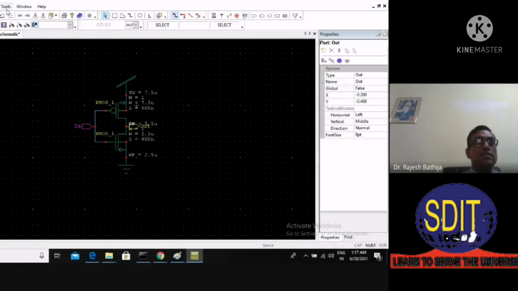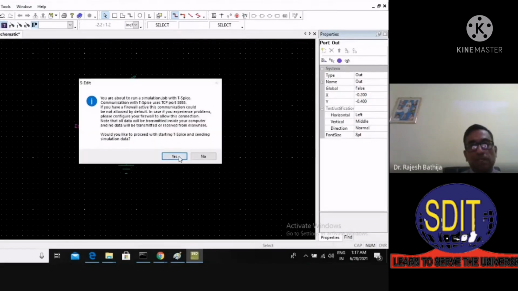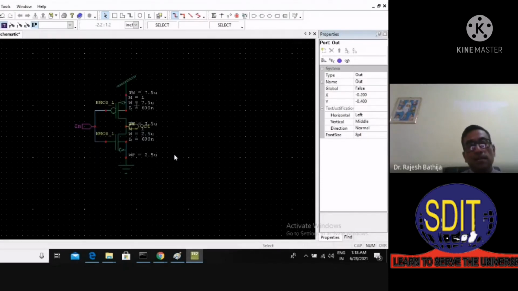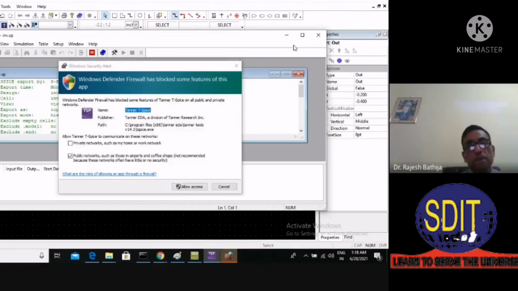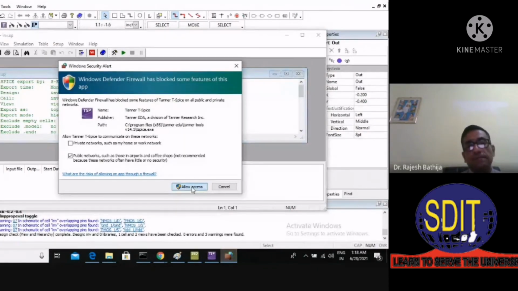Right. After this, you have to open this design using the T-Spice. Right. So here, open in T-Spice is written. You have to open it on the T-Spice. I'm using here first time on this laptop. That's why it is asking this. If you have used many times, then it will not ask this thing. Now this T-Spice will take some time because first time I'm using this on this. So it is asking allow access.